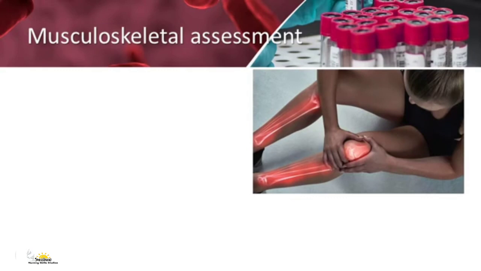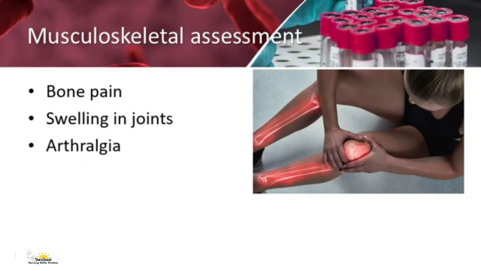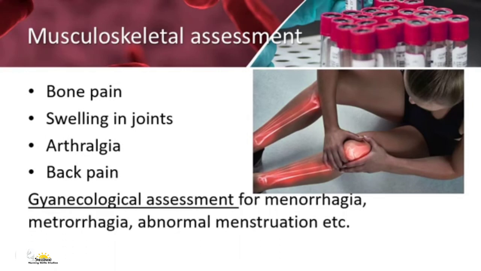Next, coming to the musculoskeletal assessment, majorly we will see for the bone pain, swelling in the joints, arthralgia, that is joint pain, as well as the back pain. And coming to the gynecological assessment, we will ask for the menstruation, menstrual history, how about the regularity of the menstrual flow, and whether the person is having any symptom of menorrhagia or metrorrhagia or any other signs of abnormal menstruation should be assessed.